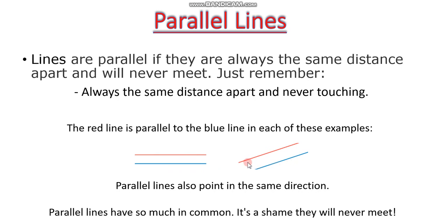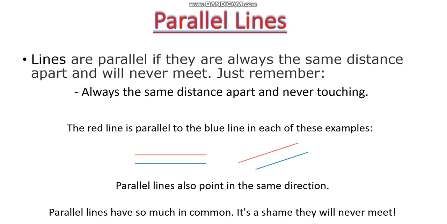So if we measured the distance between them here, and we measured the distance again here and here, it would be the very same. Now if we continued these lines on for a mile, it would be the same distance between the red and the blue. So they are parallel. So it means they're always the same distance apart, and they'll never meet.